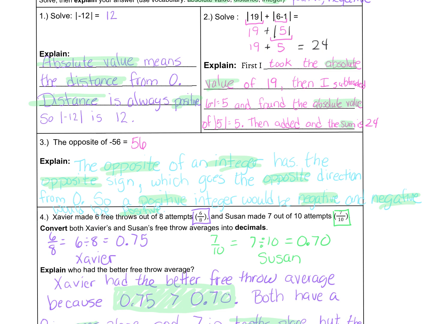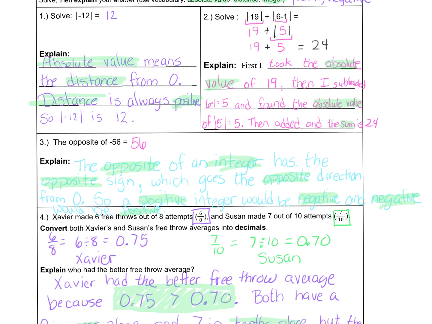For question 4, you need to change 6/8 into a decimal. Remember, this means 6 divided by 8. So we write 6 divided by 8. Remember, I'm looking for some work that is organized, which equals 0.75. And this is Xavier. Next, I have 7/10, and I need to change it into a decimal.